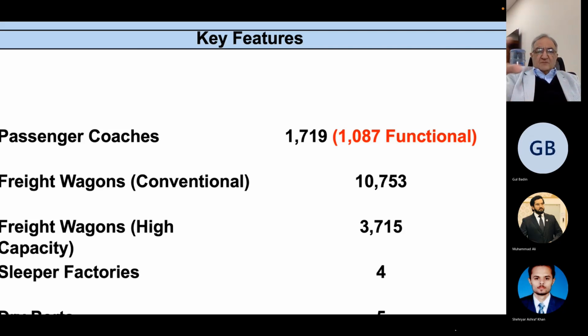But again, when you look at passenger coaches, 700-800 are, frankly, they need to be cut up. कुछ भी नहीं है उसमें, खत्म हो गई. And we have used them and reused them and reused them.